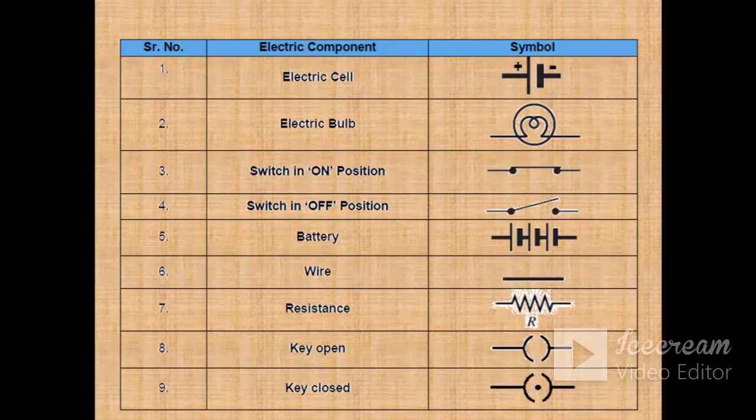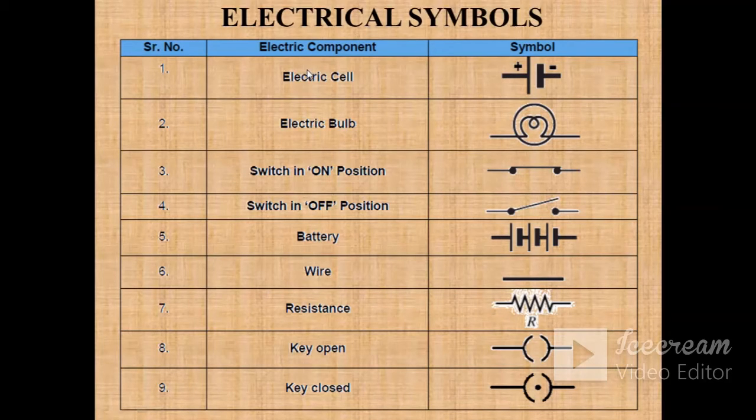Let's summarize these symbols. So these were the various types of electric symbols that we have seen. Electric cell, this was a symbol. For the bulb, this symbol we used. When the switch is in on position, that was the symbol. In off position, then battery, symbol of wire, symbol of resistance, symbol of key open and symbol of key closed.